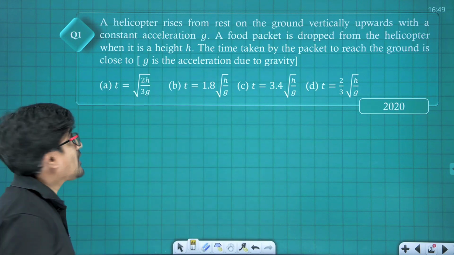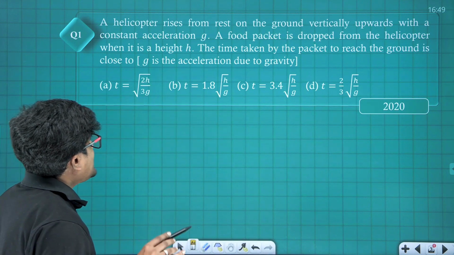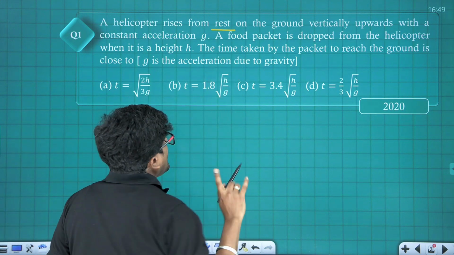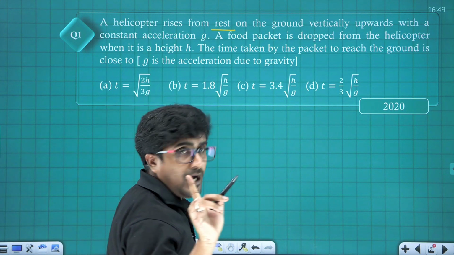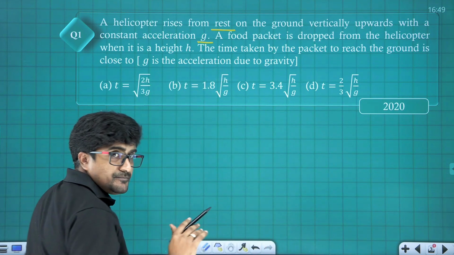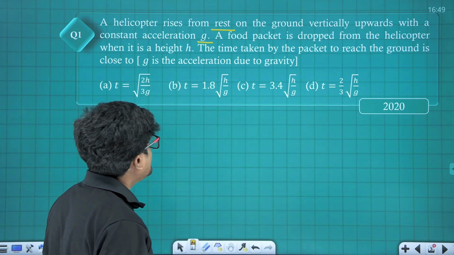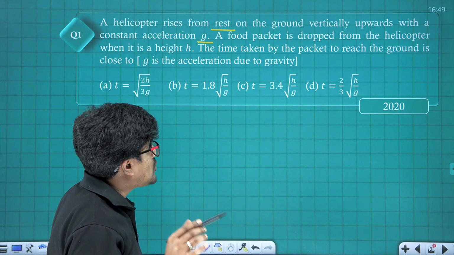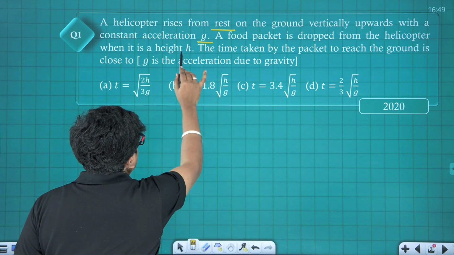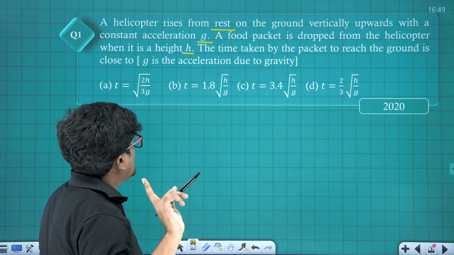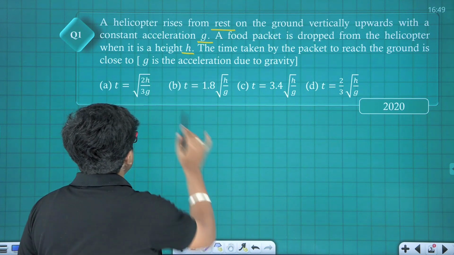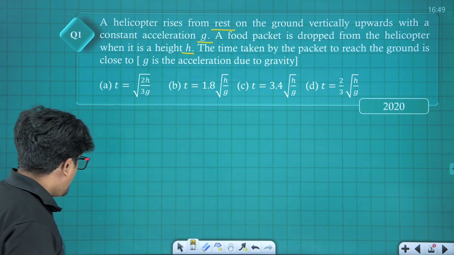Question number 1. A helicopter rises from rest on the ground vertically upward with a constant acceleration g. So the constant acceleration is g. A food packet is dropped from the helicopter when it is at height h. The time taken by the packet to reach the ground is close to.